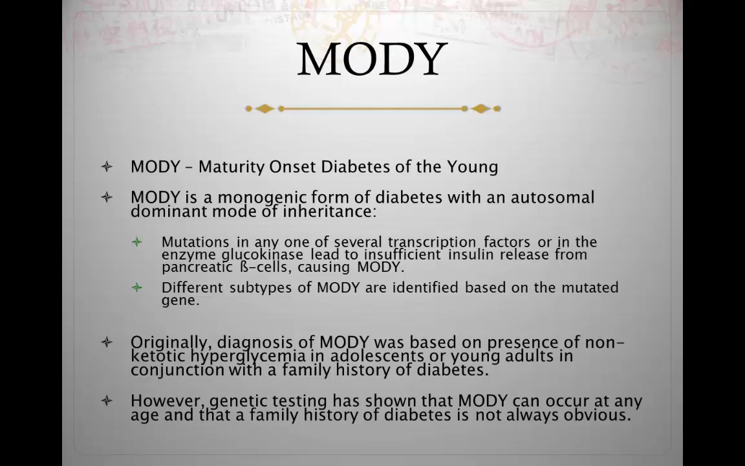Sometimes patients were originally diagnosed with MODY based on the presence of non-ketotic hyperglycemia in adolescents. This is very common in the pediatric population, the maturity onset diabetes of the young. They also have a family history of diabetes. However, genetic testing is positive, unlike the autoantibodies, which are very rare, basically 1 to 2% of people diagnosed with MODY. 50% have a first-degree relative with the same mutation. This is the reason why correct diagnosis is important, but it's very, very difficult.